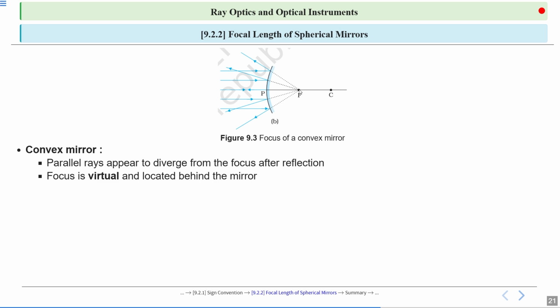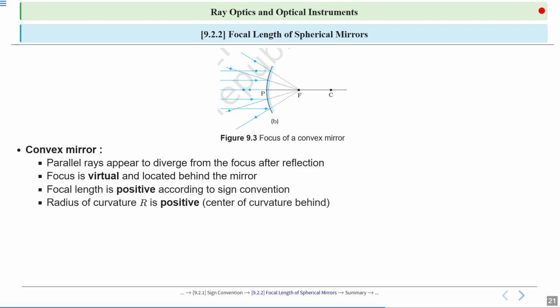Now it is behind the mirror. We are measuring from pole to focus, in the direction of incident light. So focal length is positive according to the sign conventions. Also, the radius of curvature is in the same direction, behind the mirror. So we are measuring from pole to C. This radius of curvature will also be taken as positive because the center of curvature is behind.